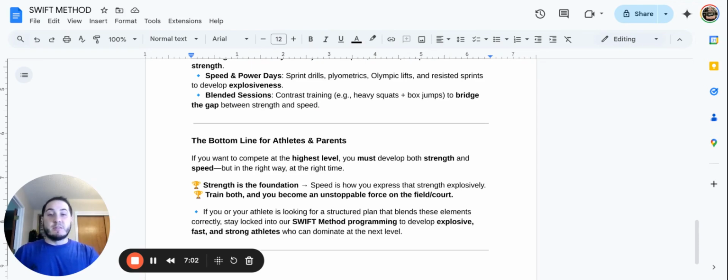Strength is a foundation. Speed is how you express that strength explosively. Remember that. If you train both sides, even at different rates, but you're still progressive with it over time, let's say throughout the whole entire school year, for example, to keep that calendar really easy, you'll become a more unstoppable force on the field or the track.